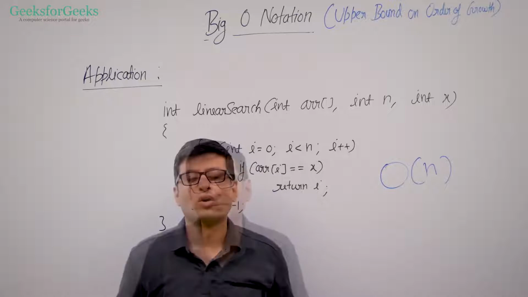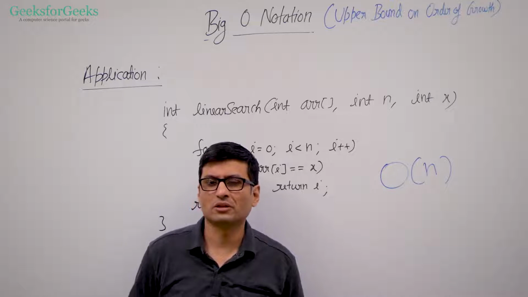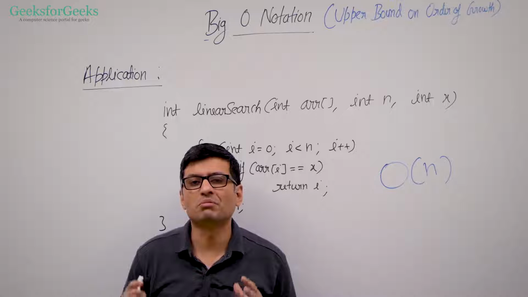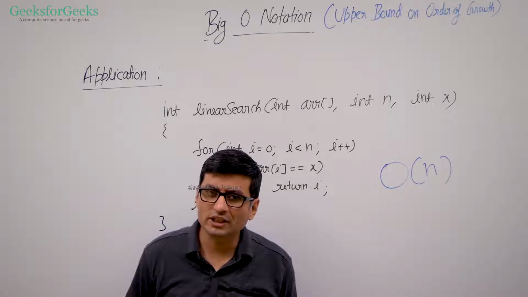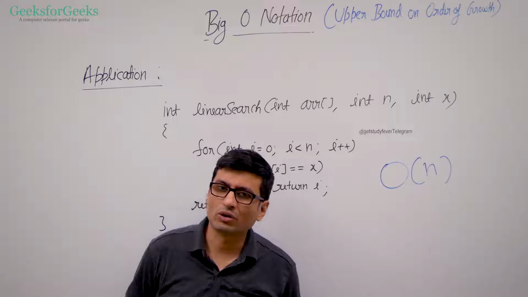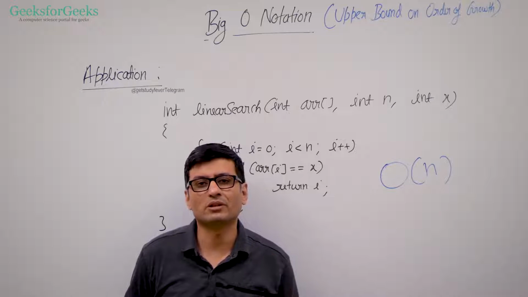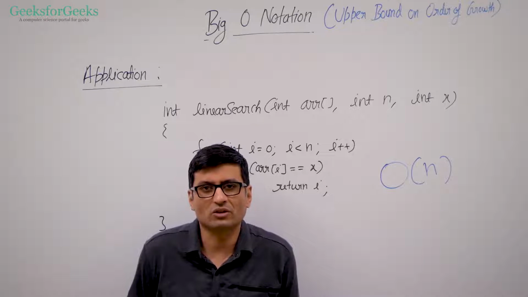It's an upper bound. We are going to talk about 2 more notations in the upcoming videos, but big O is the most used notation. Why? Because we care about the worst case. We analyze the algorithms generally in the worst case. We find the order of growth in the worst case, and we put this order of growth in big O notation. And that's how we analyze algorithms most of the time.